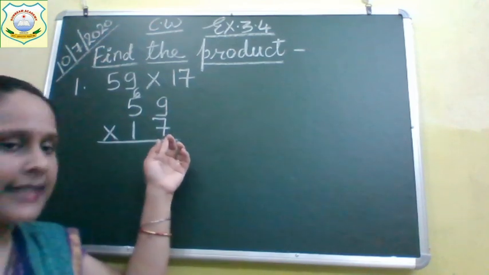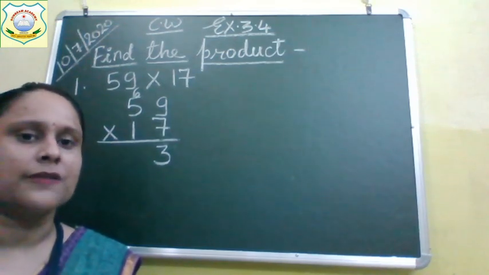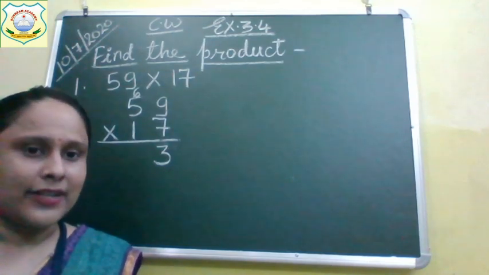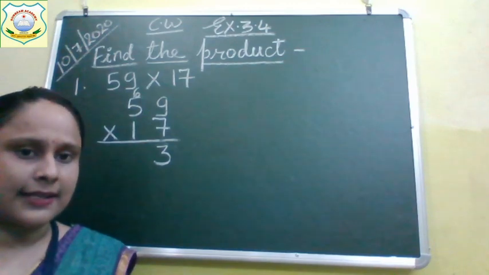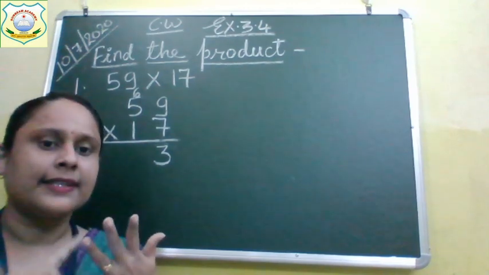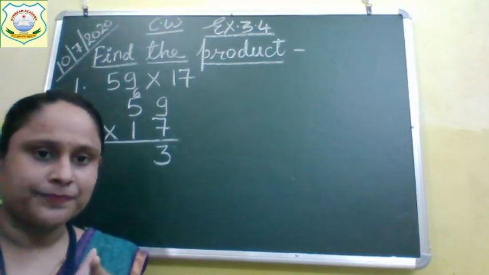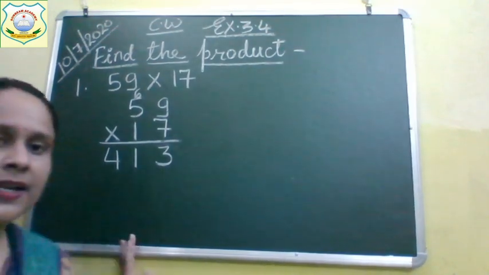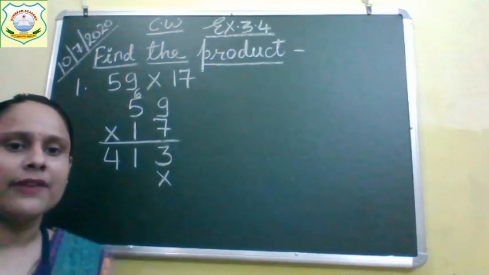Now we will again multiply 7 by the number written in the tens place. Multiply 7 by 5. Say the table of 7 five times. 7 ones are 7, 7 twos are 14, 7 threes are 21, 7 fours are 28, 7 fives are 35. 35 plus 6, how much will you get? 36, 37, 38, 39, 40, 41. Clear? So write 41. Now children, put a cross. Why? Because now the work of 7 is over.